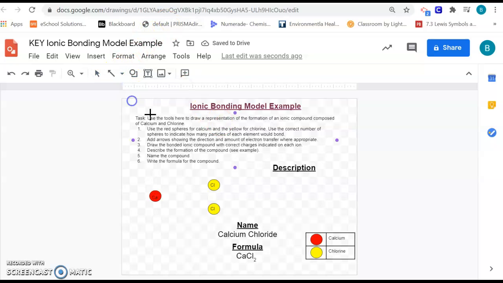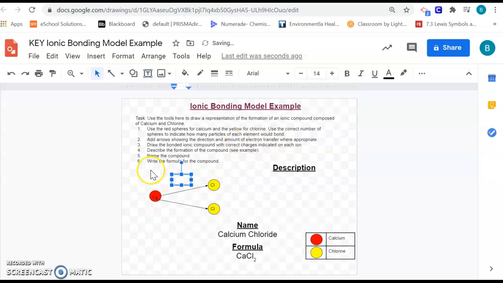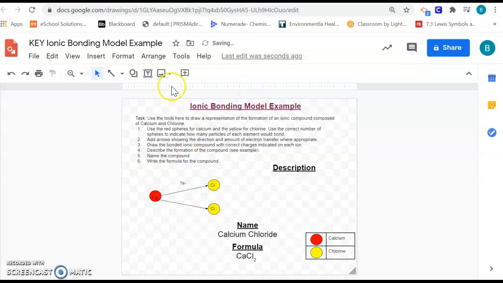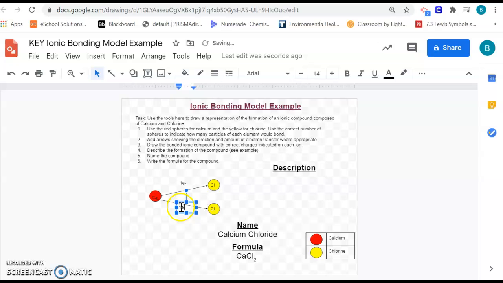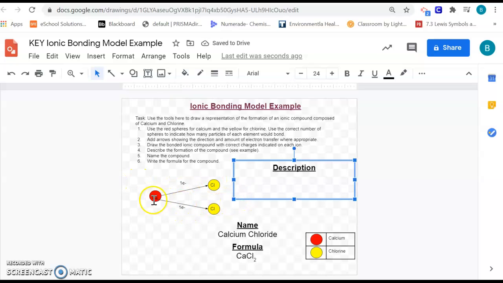I'm going to now draw the arrows showing where the electrons will go, from the metal to the nonmetal. And I'll write a text box because it says to show the direction and the electron transfer. So this calcium is going to give 1 electron to 1 chlorine. And it's going to give its other extra electron to the other chlorine. So it has 2 to give away. It's going to give those 2 away to 2 separate chlorine.